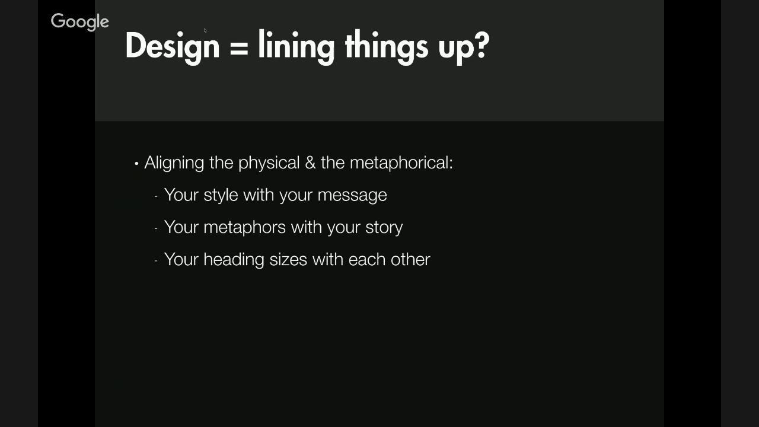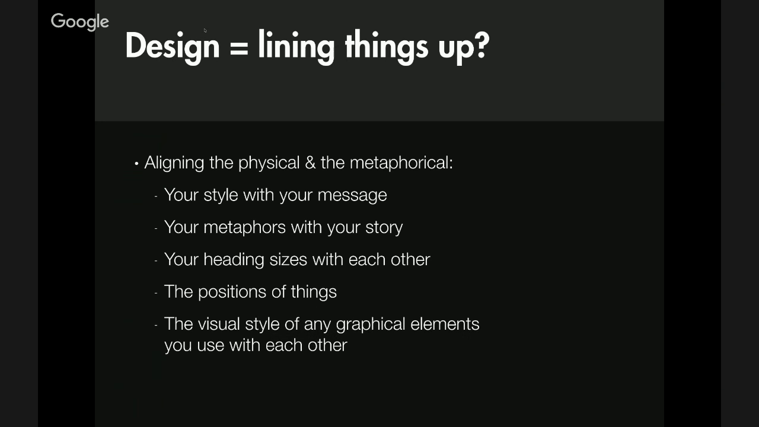In a physical sense, we need to make sure that we're consistent with things like heading sizes, so that the user or reader is familiar with how we're structuring our messages. We'll be physically aligning the positions of things on a page, and we'll be aligning the visual styles or graphic elements you use with each other, which is also important so that you're not creating a disconnect between one graphic and another graphic. You're also aligning your color choices with potential meanings of those colors, which we'll talk about.